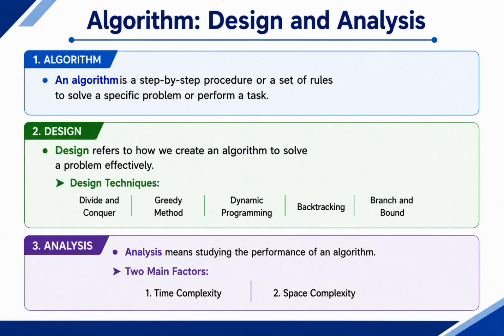What is algorithm analysis? Now let's move to analysis. After designing an algorithm, we need to evaluate how good it is. Algorithm analysis studies the performance of an algorithm. There are two major factors. Time complexity. Time complexity tells us how much execution time an algorithm takes as the input size increases. A faster algorithm generally has better time complexity. For example, an algorithm that takes O of n log n time is usually better than one taking O of n squared for large inputs.